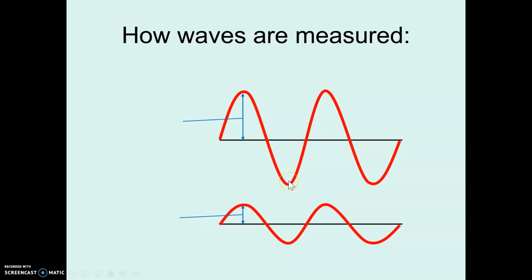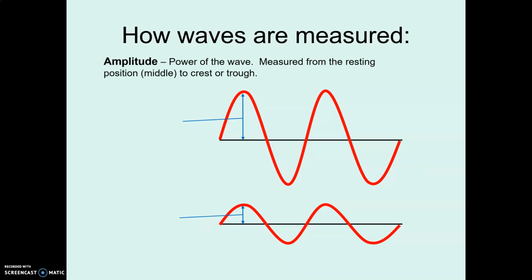Now, we have a few different ways to measure waves. There are different characteristics that we can measure about waves. So the first characteristic that we can measure is called amplitude. So amplitude is what we call the power of the wave. This is measured from the resting position, which is that midline of the wave, and then up to the crest, or you can do from the midline down to the trough.